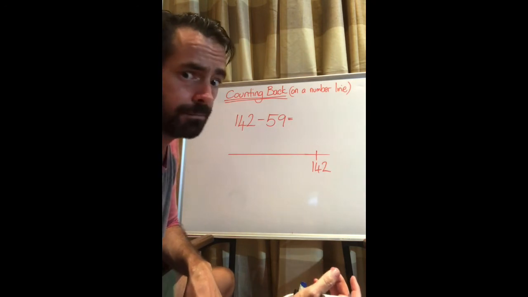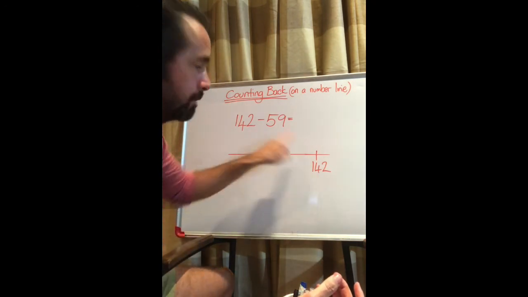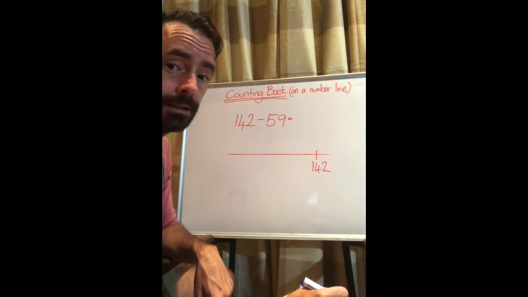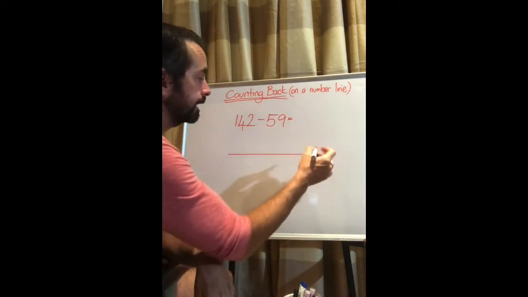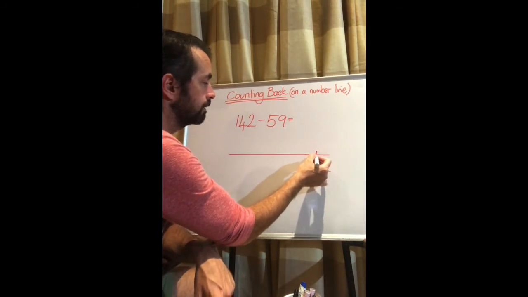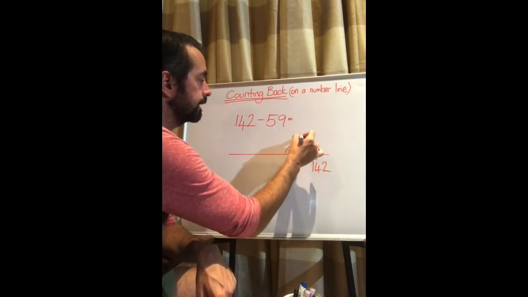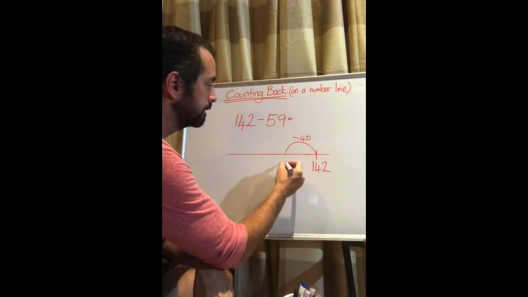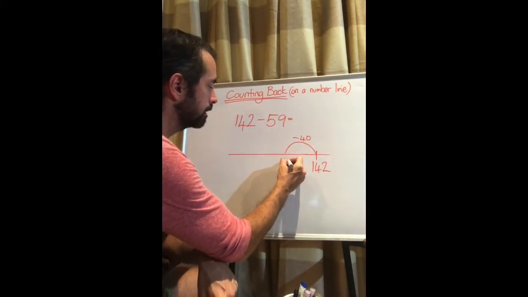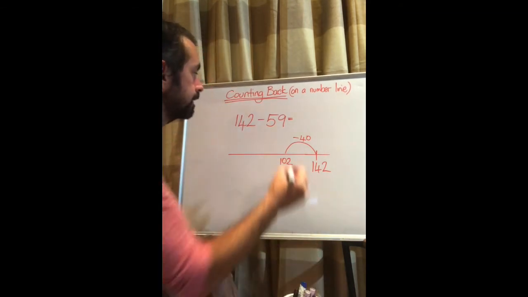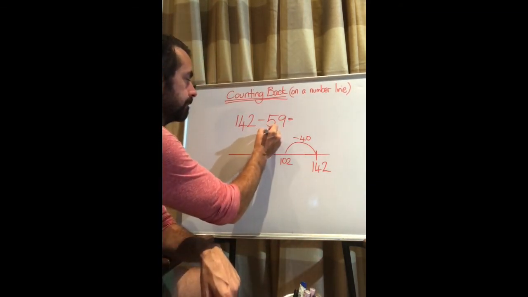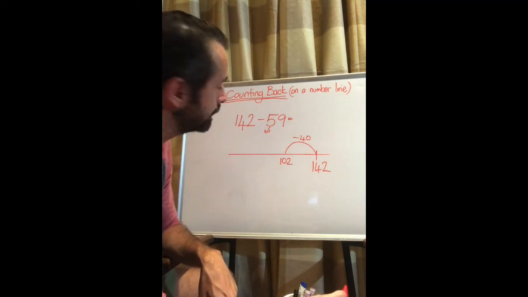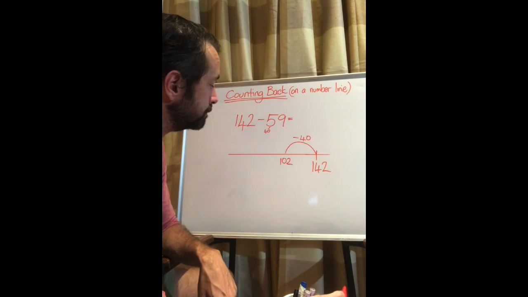59. Now, I am not confident to simply take away 59, so I'm going to break it up into parts, okay? So what I can do is take away 40. Feel confident about that. And that leaves me with 102. So I've taken away 40. How much more do I need to take away? Well, I need to take away another 19.